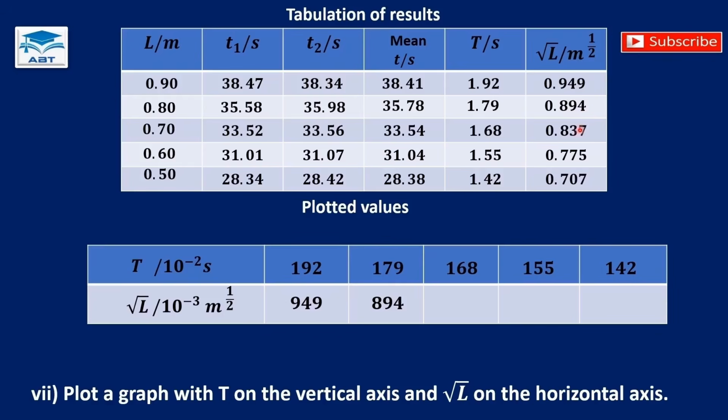The next value, when we move this point 1, 2, 3, we have 894. The next one will be 837. The next one 775, and the last one is 707. So we just want to see the values as whole numbers for easy plotting. That's why we adjusted them to standard form. So we are going to plot these values on the graph.